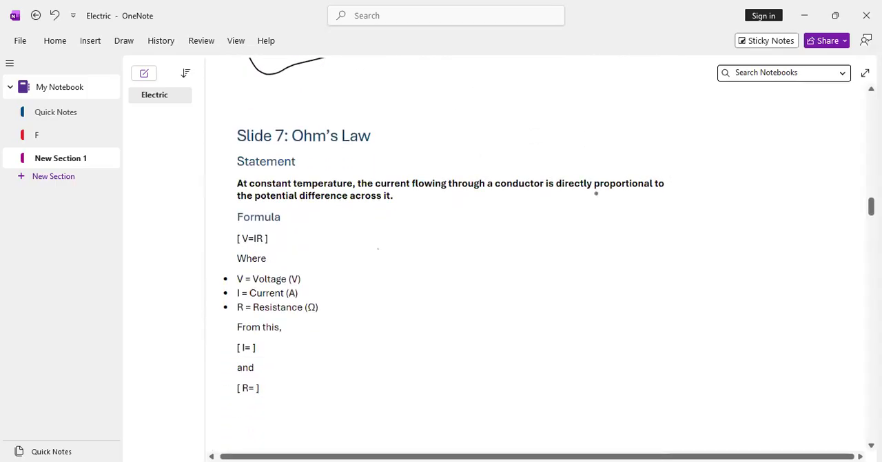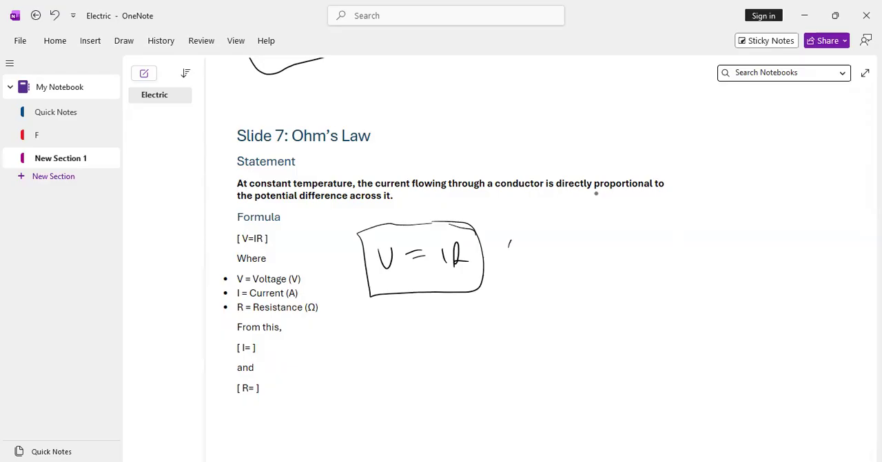So let's take Ohm's law. Ohm's law says that at constant temperature, the current flowing through a conductor is directly proportional to the potential difference. So that's it. The formula we should know about Ohm's law is this: V is equal to IR.